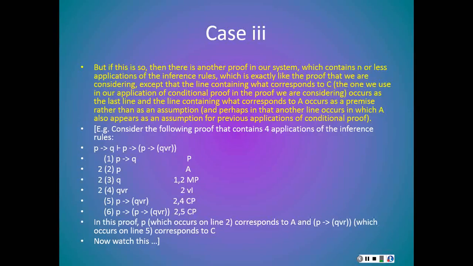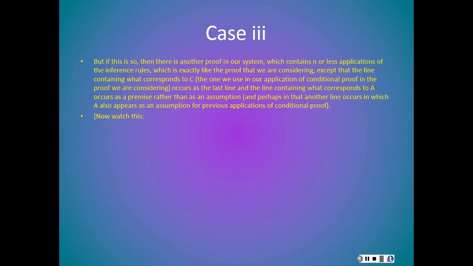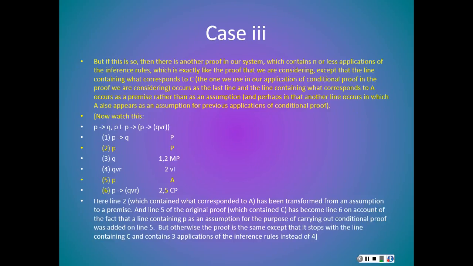Now, watch what I can do with this proof. I take this proof, and I take line 2 in the original proof, which was an assumption, and I turn it into a premise. And line 5 of the original proof, which contains C, has become line 6.